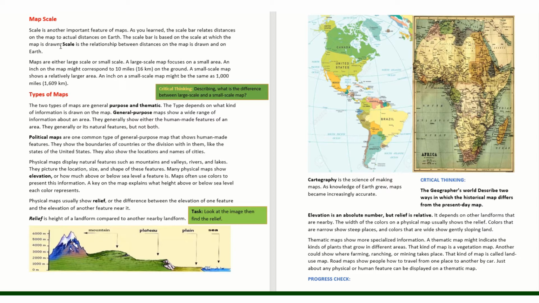So let's review to understand the scale. Scale is the relationship between distance on the map as drawn and on the earth. As you can see here, the two maps. One is showing the physical features of America or the United States, and another map you can find here is the African continent's map.